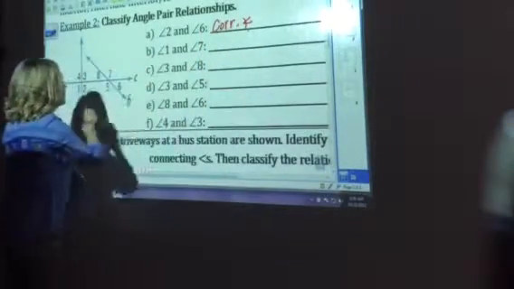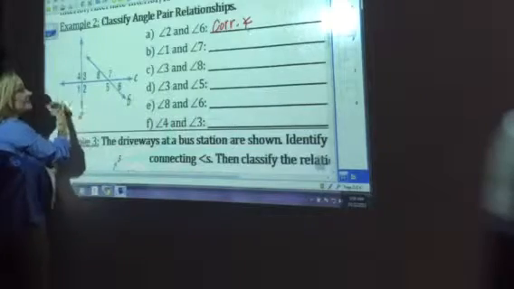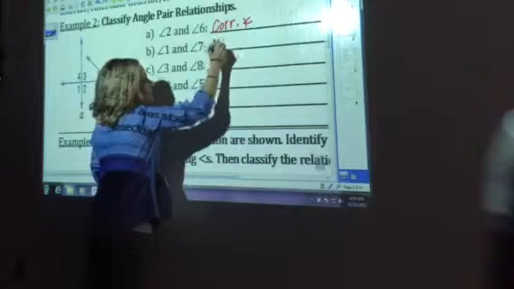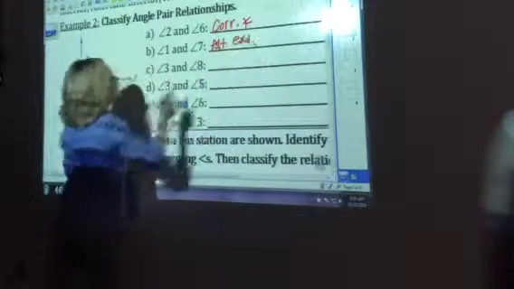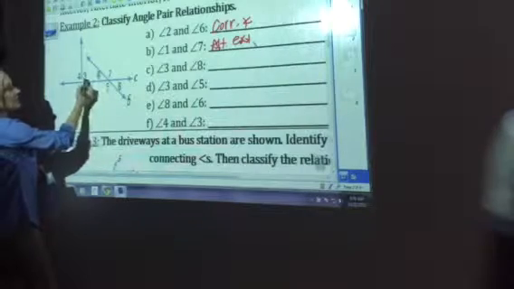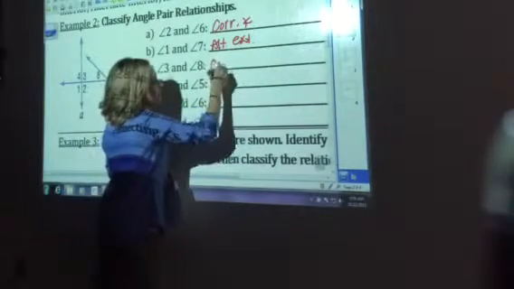Okay, 1 and 7 are actually exterior angles. They are across from each other. They are alternate exterior. 3 and 8 are inside. They're next to each other. They are consecutive interior.